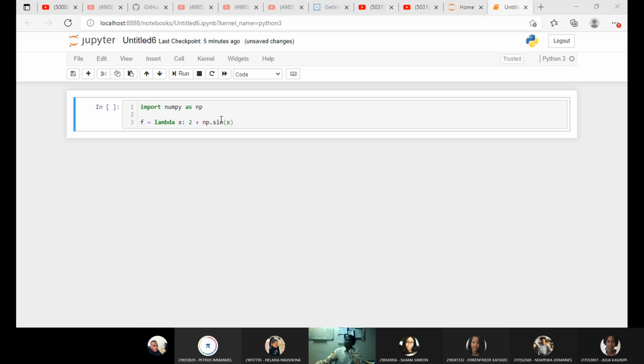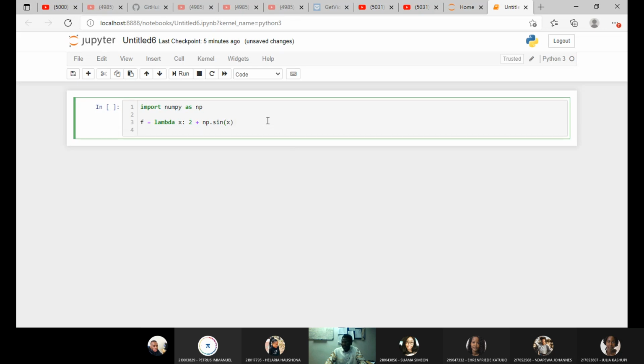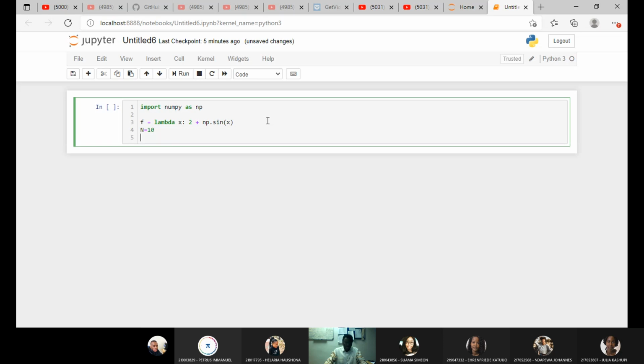What else do we need? Okay, we need the partition of the interval. We say that our interval, we take capital N to be 20. No, sorry, to be 10 times 5, right? And then we can compute our x.